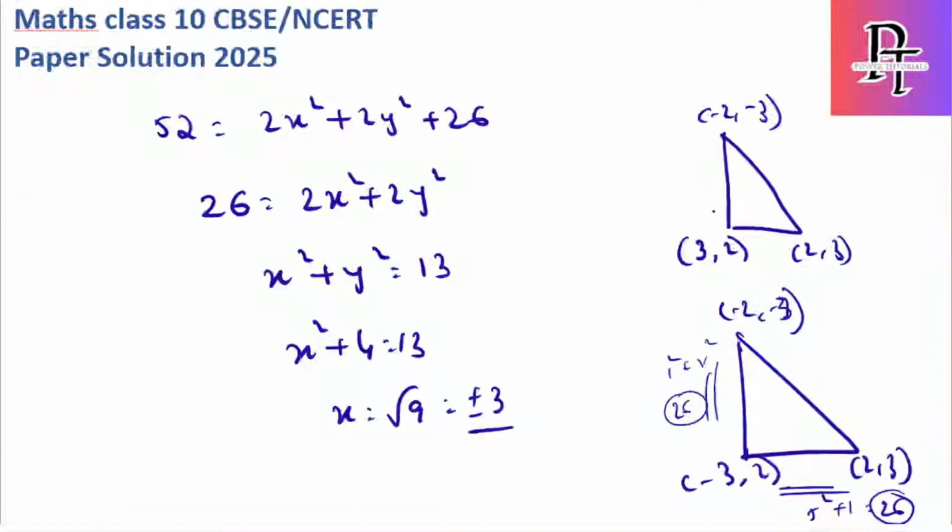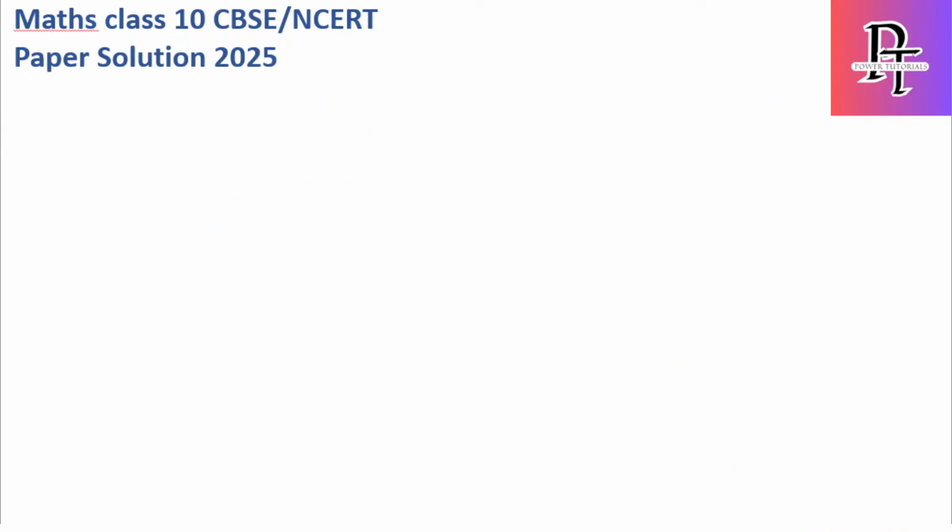Same as here, 3 minus 2 is 1 square, and 2 minus 3 is again 1 square, so here I'm getting 2. What about here? 3 plus 2 is 5 square is 25, and 2 plus 3 is 5 square, 25. 25 plus 25 is 50, 50 plus 2 is 52. So both are the same. Okay, so the x values are plus or minus 3.